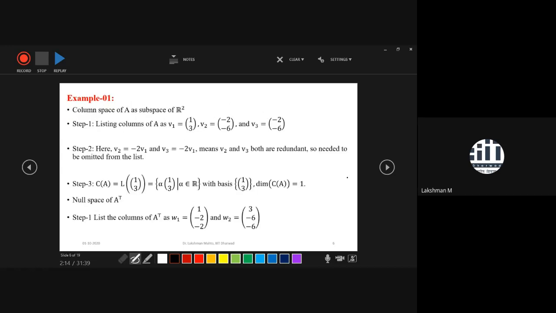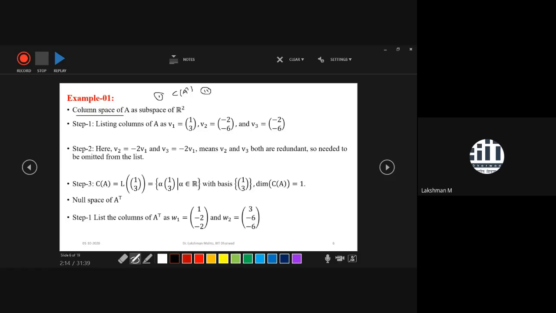Okay. Next, we will talk about how to find the column space of A. Remember that till now we had already calculated the row space of matrix A, that means the column space of A transpose, and the null space of A.